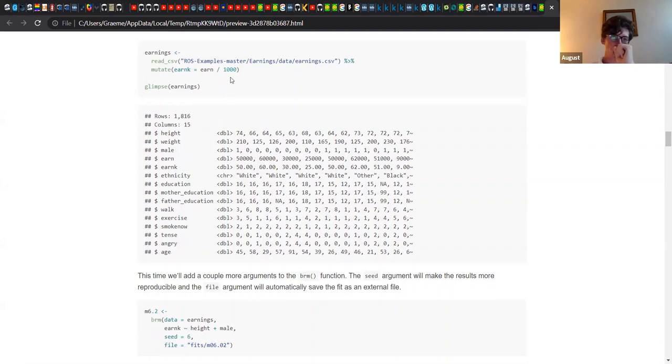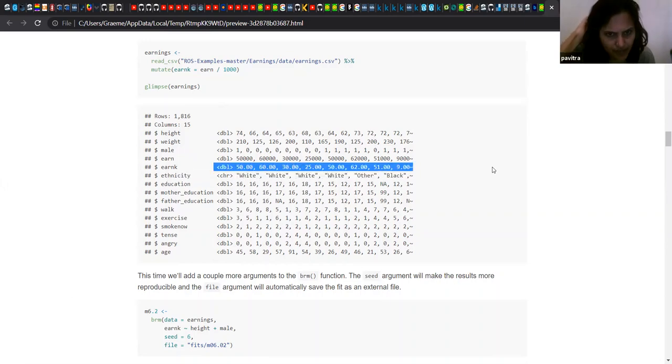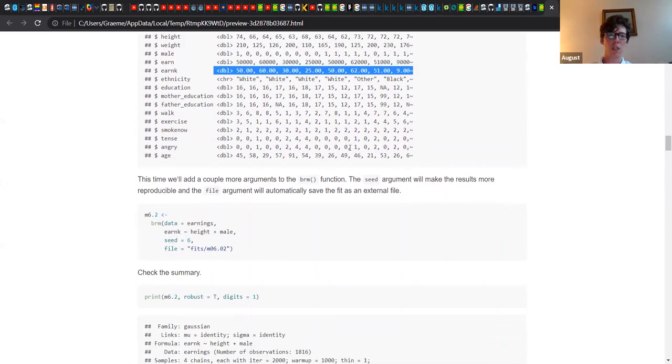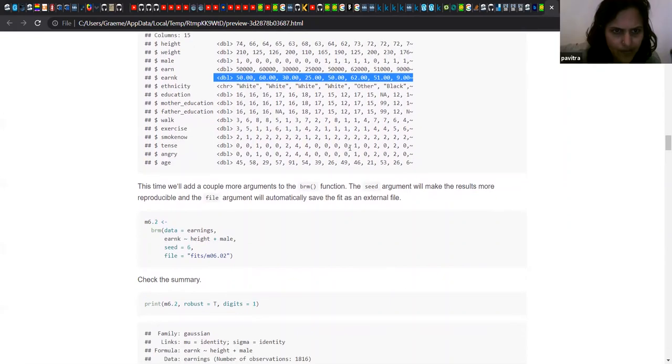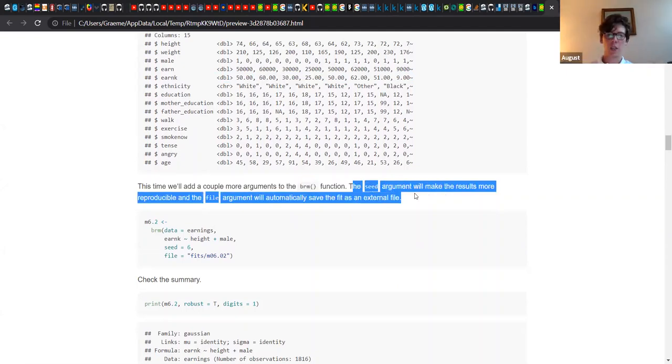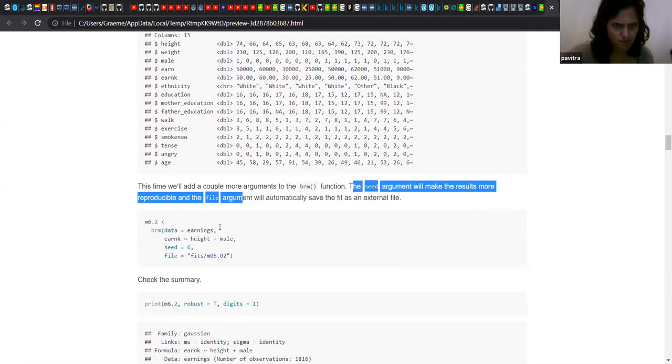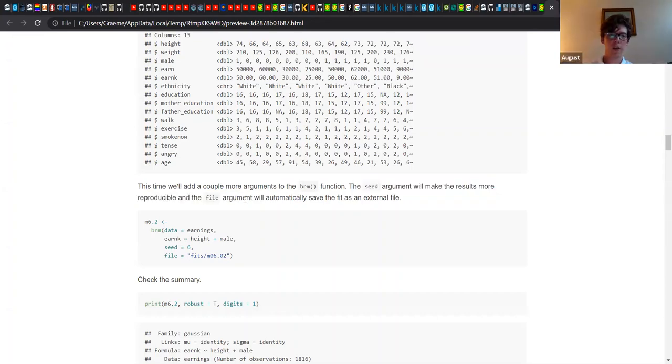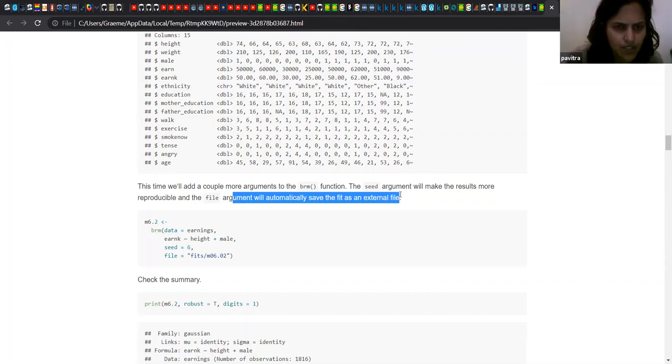And they create an earnings value. Where is that? Okay, it's here. Just divide by 1,000, just to make the numbers easier, I presume. This time we'll add a couple more arguments with the brm function. The seed argument will make the result more reproducible. Oh, so he's put it in directly. The file argument will automatically save the fit as an external file.